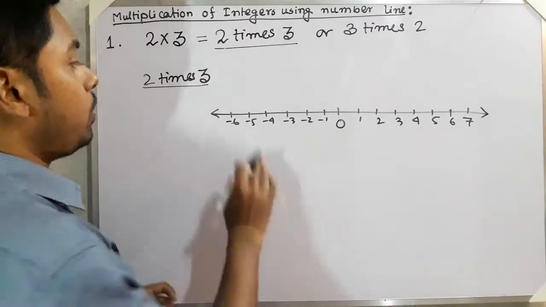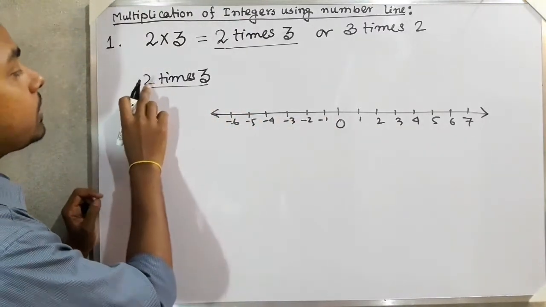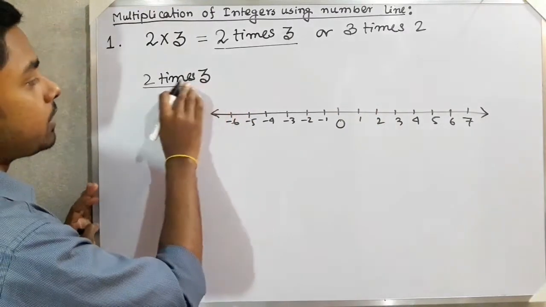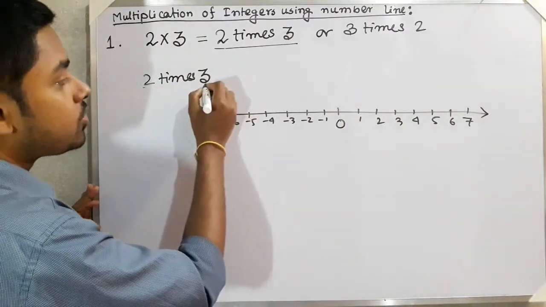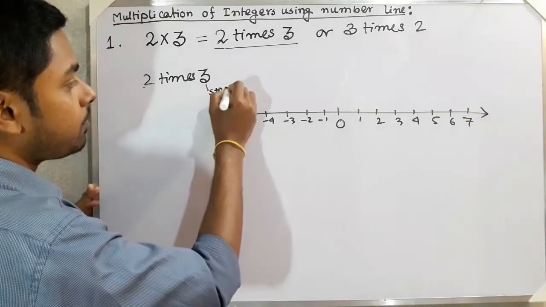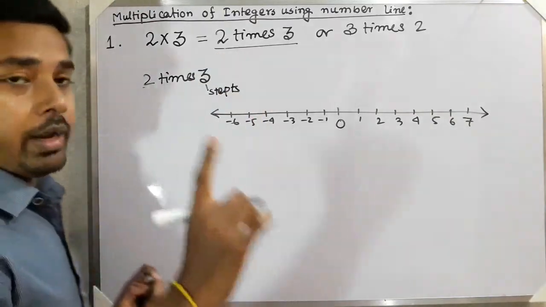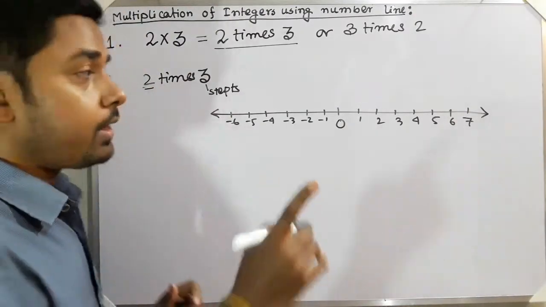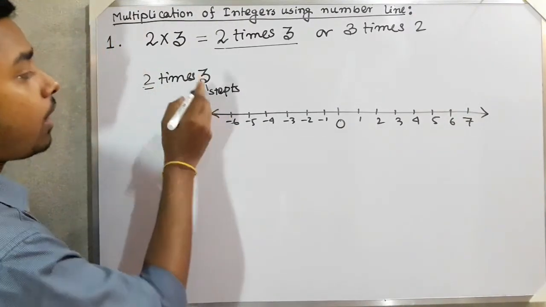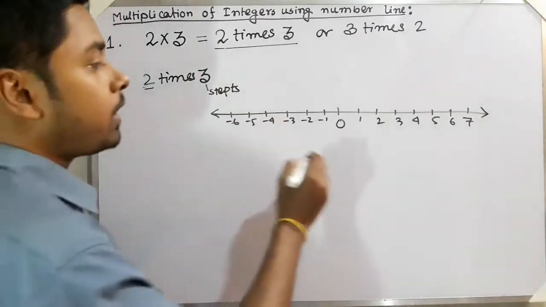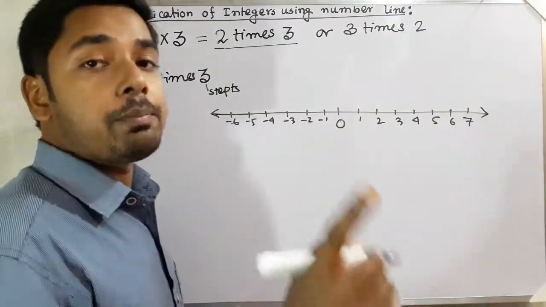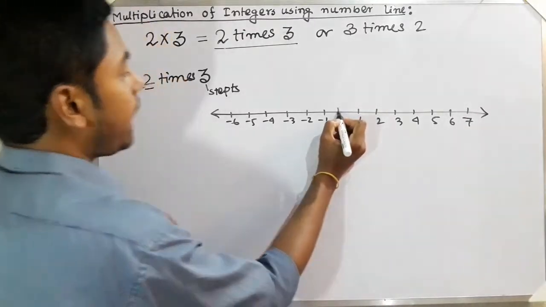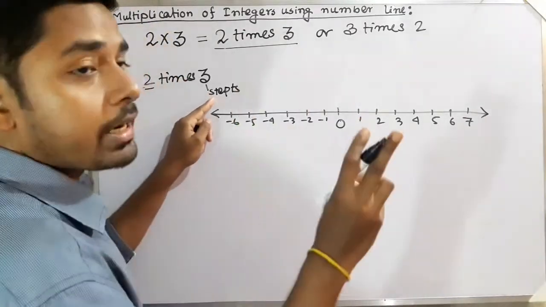Now we have to represent 2 times 3. 2 times 3 means we have to take 3 steps, 2 times. We have to start with only 0. So we will start with 0 and take 3 steps 2 times.